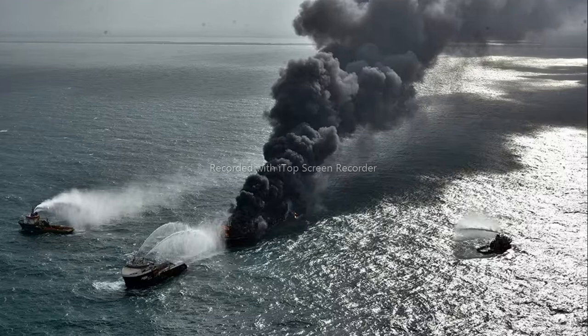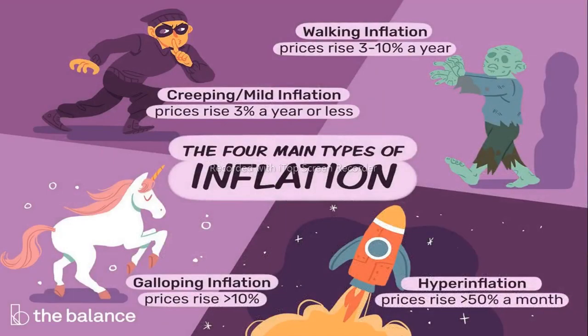Next, we will see types of inflation. First, creeping inflation. Creeping inflation refers to a mild and gradual increase in the general price level of goods and services over time. The rate of inflation is relatively low, usually in the single digits like 3%, and is considered a normal and manageable phenomenon in healthy economies. Central banks and governments often aim to maintain a low and stable level of creeping inflation to promote economic growth and stability.